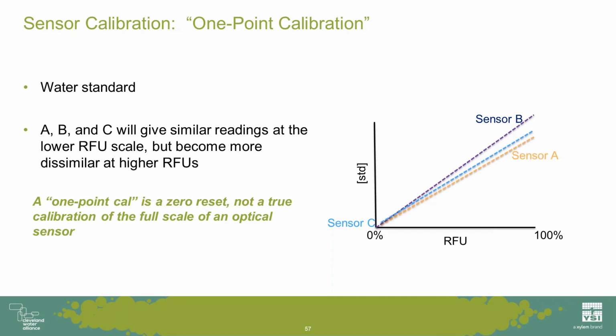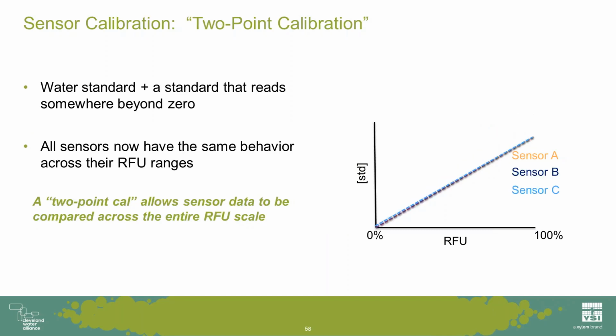So if you are mainly doing detection of low concentrations of algal pigments, a 1-point calibration might be just fine for you. If you are working in an environment where readings will be higher, my personal cutoff point is 15 to 20 RFUs, I strongly recommend a 2-point calibration.